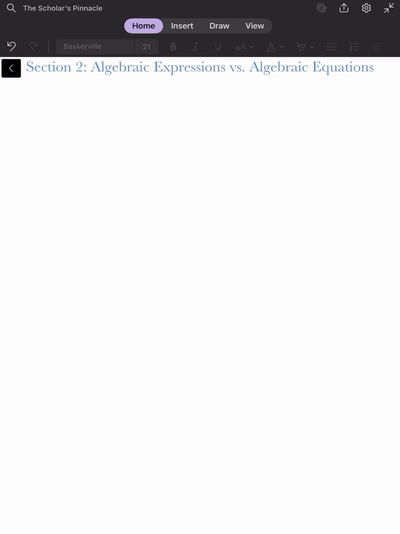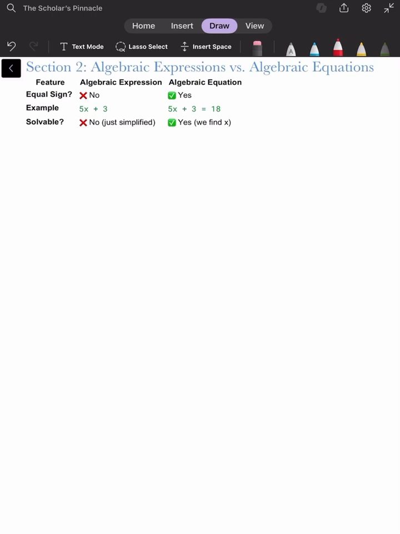Now, you may be wondering, what is the actual difference between algebraic expressions and algebraic equations? Here's a table to show you the difference. For algebraic expressions, there are no equal to signs. However, for algebraic equations, there are. Look at the word equation. Look at the equal to sign right here. This is an example of an algebraic expression. It has no equal to sign present, but this one does, and it's equal to 18. Algebraic expressions are not solvable, but they can be simplified. However, algebraic equations can be solved. In this case, we find x. Now, which one of these is an equation and which one is an expression? Comment down below your answer.